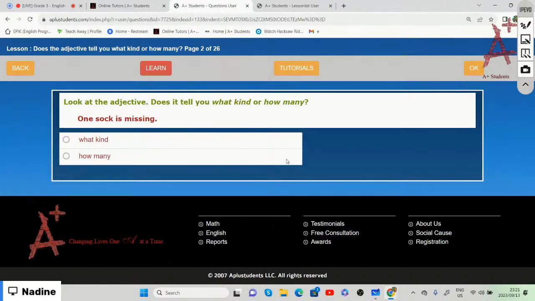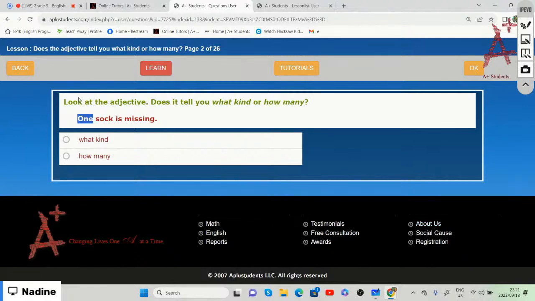One sock is missing. So the word one, does it tell us what kind of sock is missing? Or does it tell us how many socks are missing? What kind of sock is missing, or how many socks are missing? So one sock is missing.